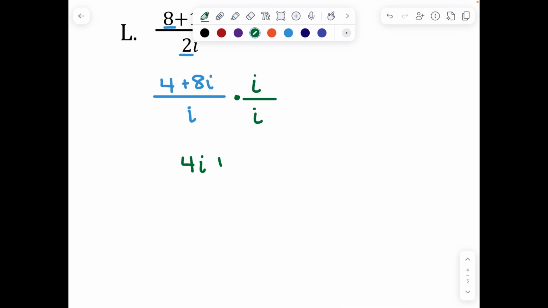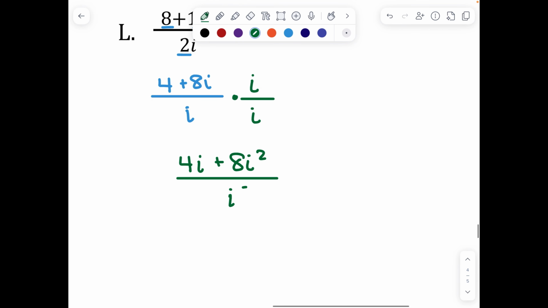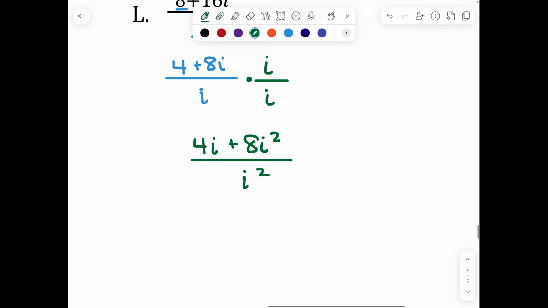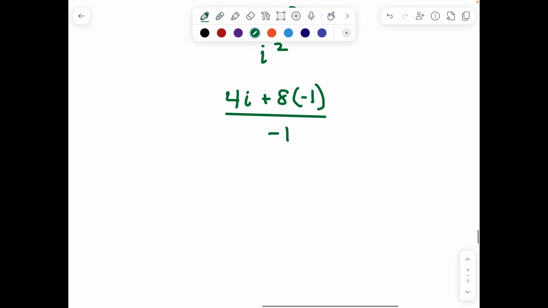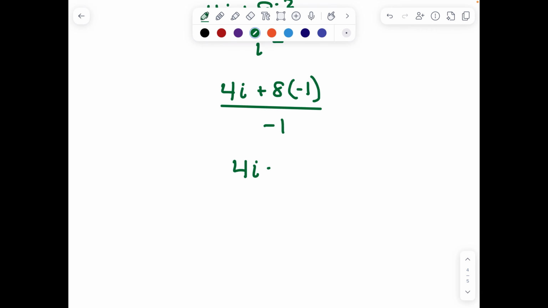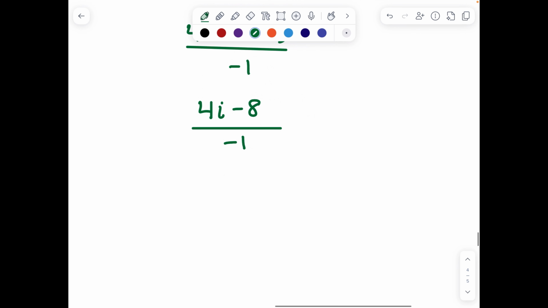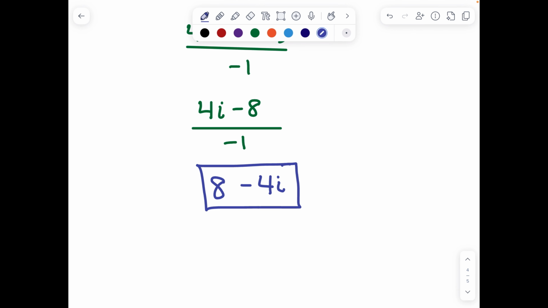So I end up with 4i plus 8i squared all over i squared. So this gives me 4i plus 8 times negative 1 all over negative 1. So this gives me 4i minus 8 all divided by negative 1. So I'm just going to go ahead and simplify that and divide everything by negative 1. And then I always like to have my real part first. So negative 8 divided by negative 1 is 8. 4i divided by negative 1 is negative 4i. So I have 8 minus 4i as my final answer.